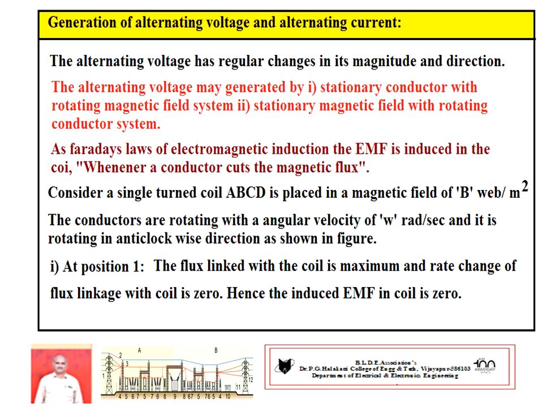So, to generate the AC voltage, once again, basically we have three systems. One, conductor system. Two, magnetic field system. Number three, relative speed between these two. One system may be rotating, and the other system should be stationary. In this condition, there is a rate of change of magnetic flux linkage in the coil, hence an EMF is induced.